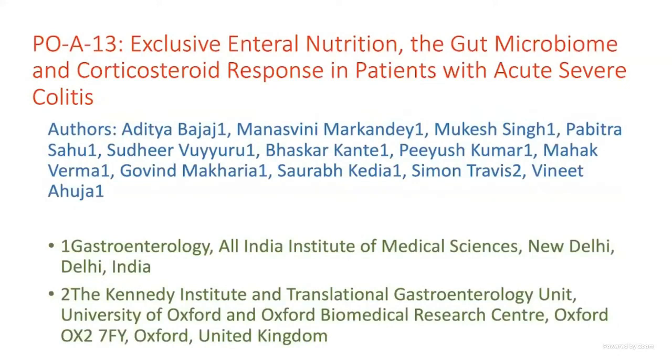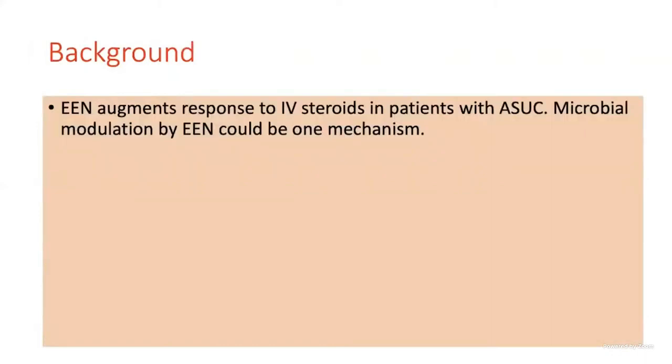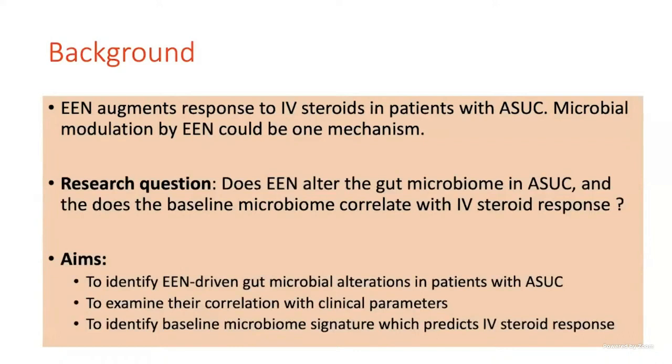And the last abstract related to gut microbiome was from India, which was titled Exclusive Enteral Nutrition, Gut Microbiome, and Corticosteroid Response in Patients with Acute Severe Colitis. This was a post-hoc analysis of our previously published RCT, which showed that exclusive enteral nutrition augments the response to IV steroid in patients with ulcerative colitis, and microbial modulation by EN could be one mechanism. So the research question was, does EN alter the gut microbiome in ASUC? And also, does the baseline microbiome correlate to the IV steroid response?